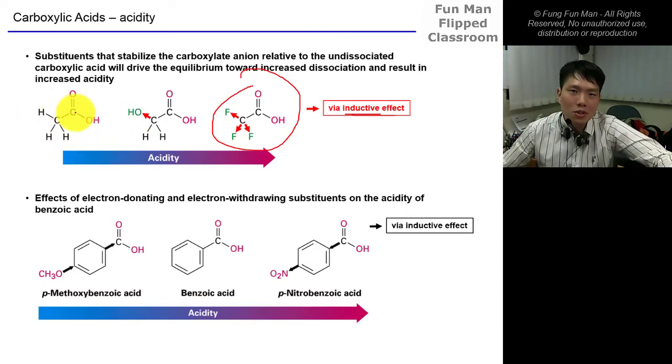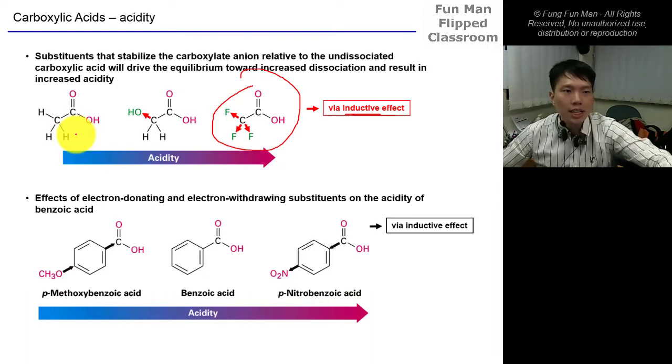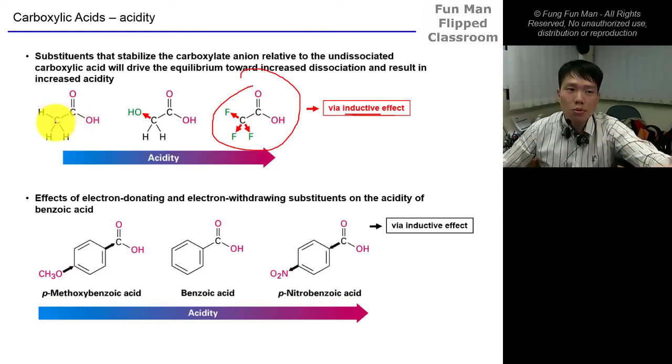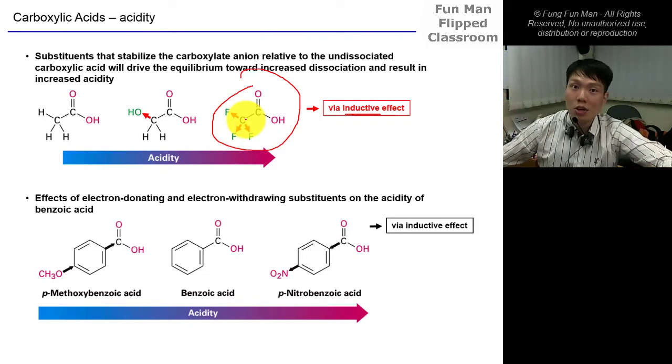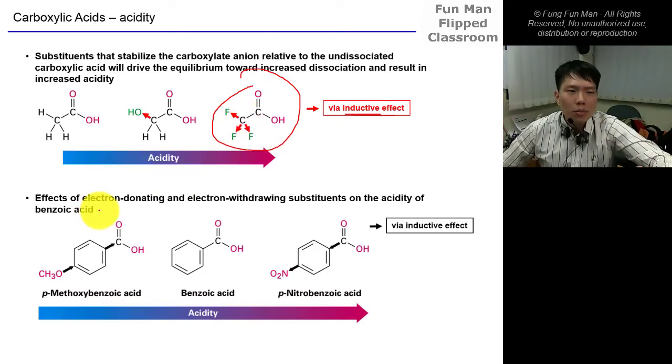Now this is our reference here. I told you before, our acetic acid that just has CH3, very ordinary, very plain, like Jane, and this is our reference. So if you put in something that's electronegative, electron withdrawing, it will stabilize the conjugate base, stronger acid. Now what about electron donating and other substituents here?